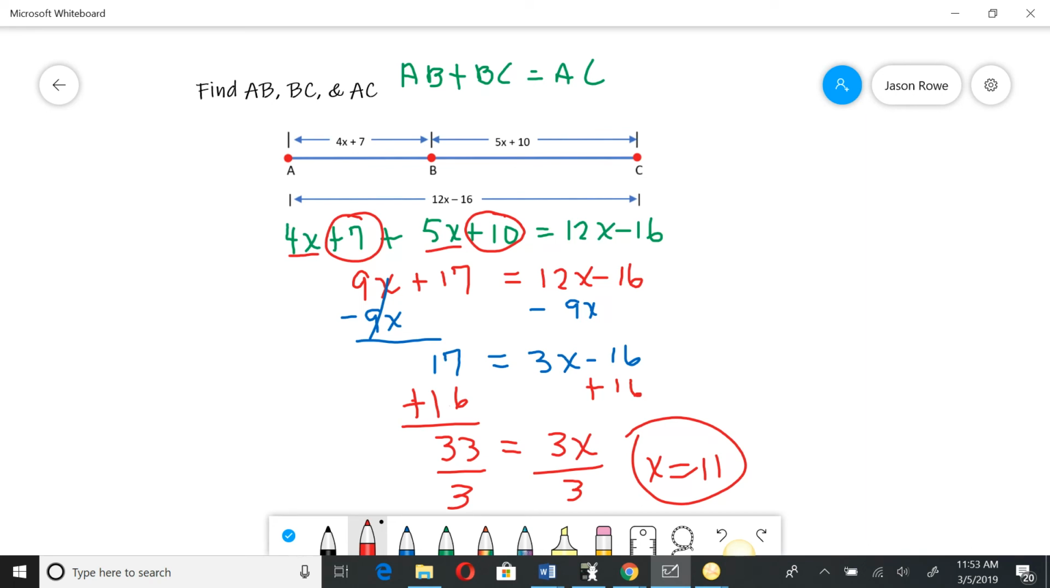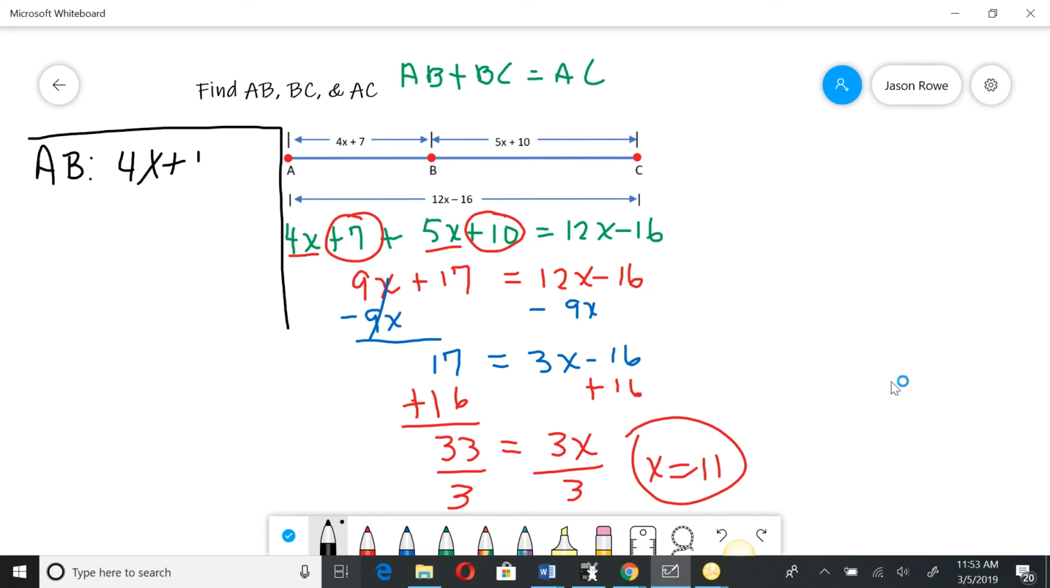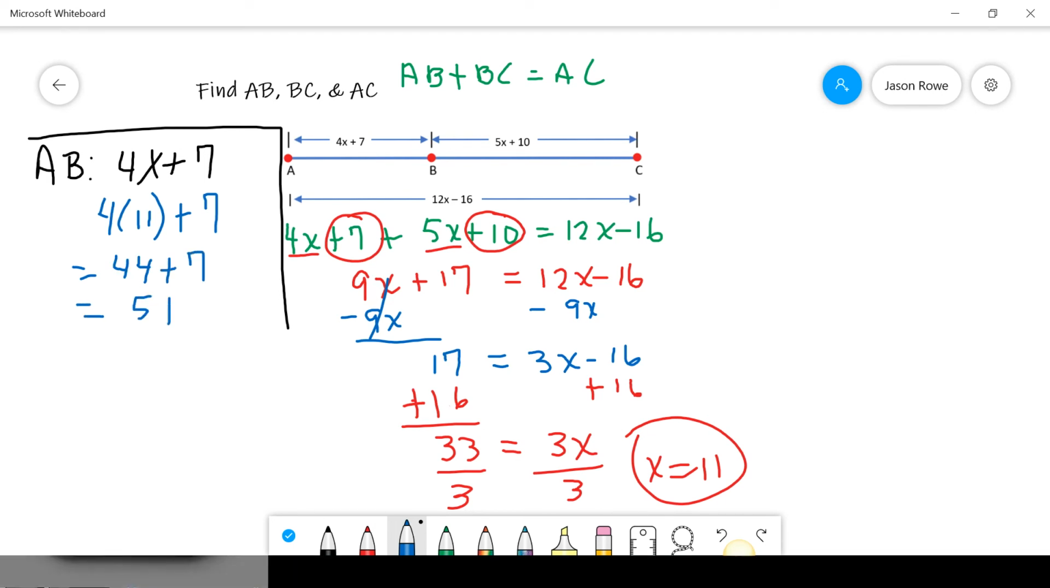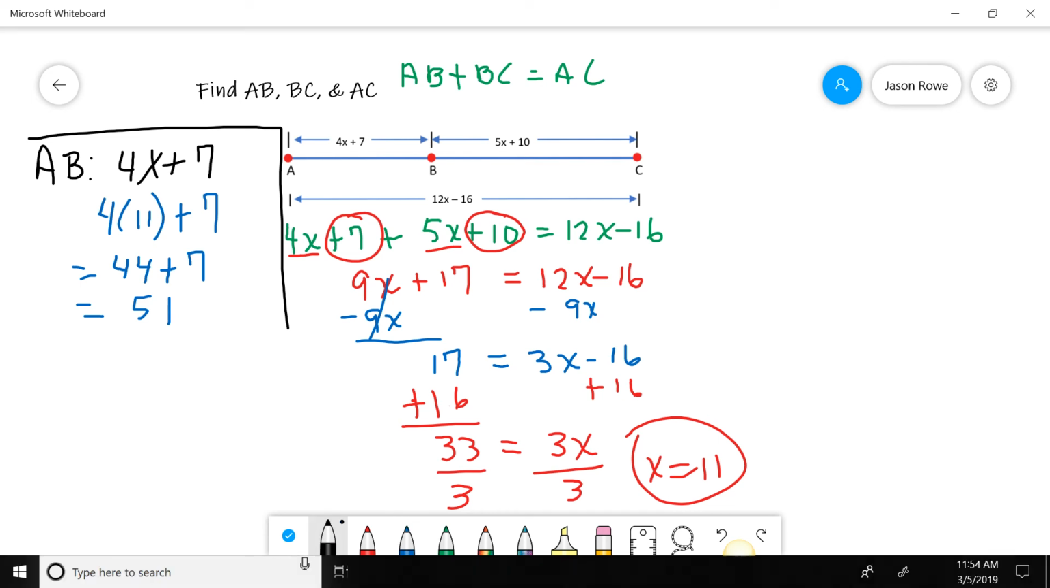What we've got to do is figure out what AB, BC, and AC are. So we're going to start off with AB. So here is AB. I know that AB is 4x plus 7. I'm going to replace x with what we got, which is 11. So 4 times 11 plus 7. That's going to give me 44 plus 7, which is 51. Okay.